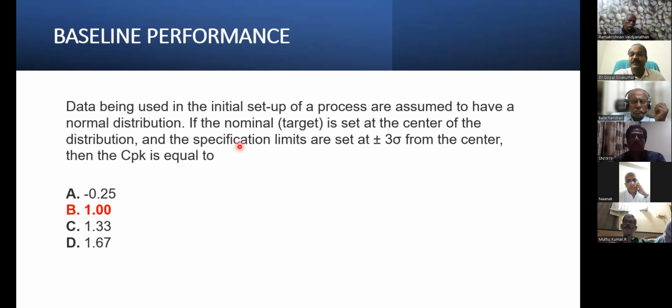1.67, sir. Because plus 3 sigma means 1.67. First of all, 1.67 is the wrong answer. Any other would like to try? What is actually the numerator? What is the denominator? It is B because it is highlighted in red color, right? If the nominal is at the center of the distribution, what is the other?